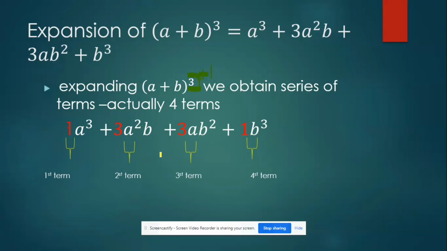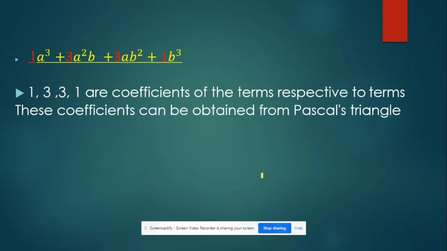So from our expression there, a cubed is our first term, 3a squared b is our second term, 3ab squared is our third term, 1b cubed is our fourth term. So we note something there. We have 1, 3, 3 and 1. Those we call coefficients of the terms, and they are respective to the terms. 1 is corresponding with a cubed, 3 is corresponding to a squared b, another 3 with ab squared, plus 1 with b cubed.